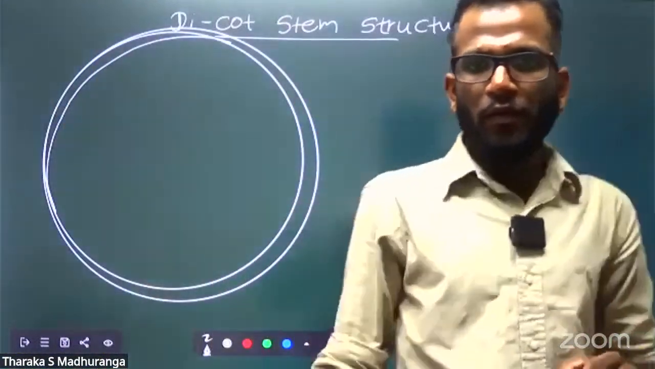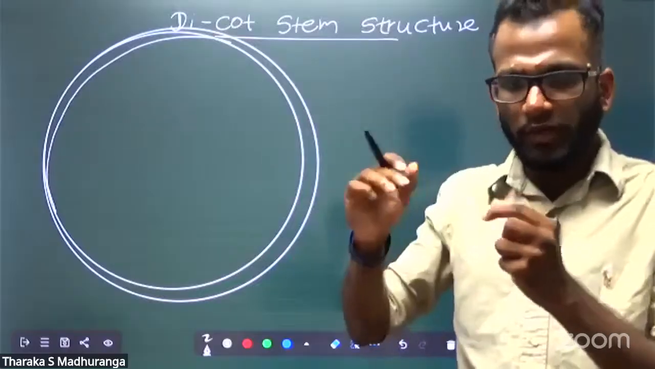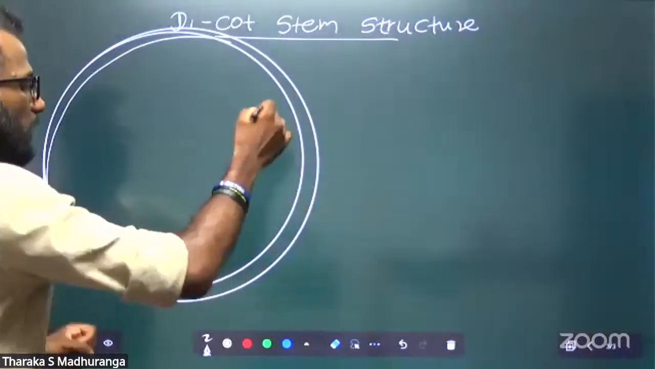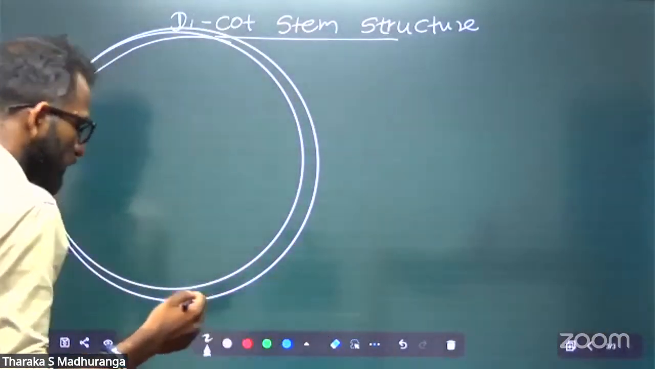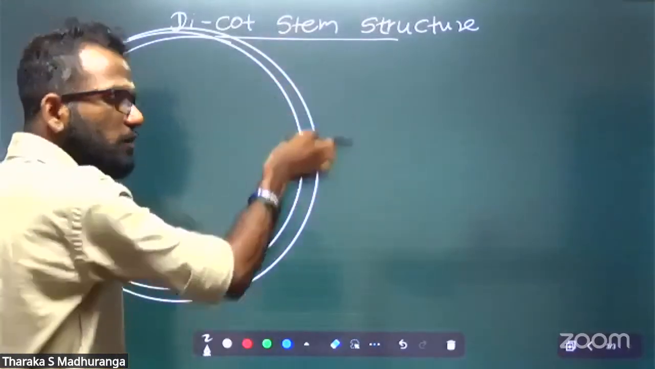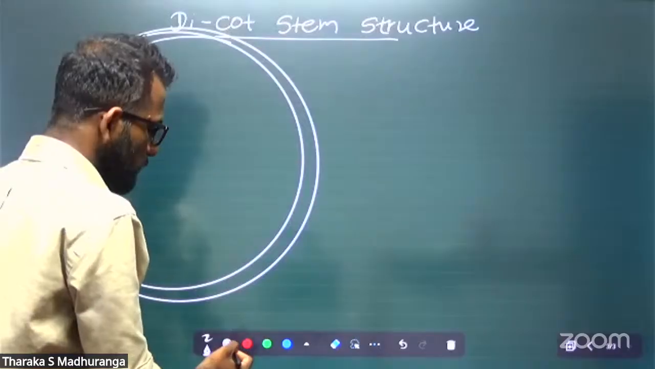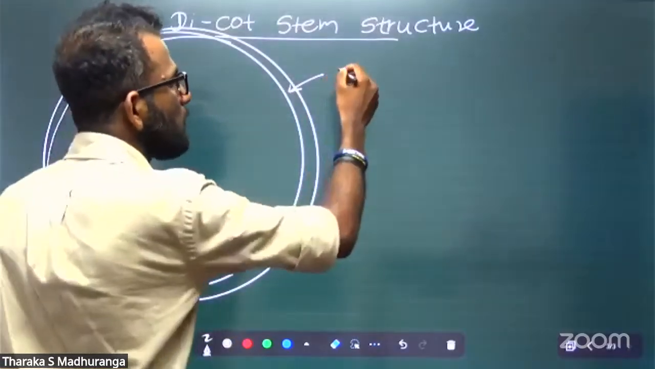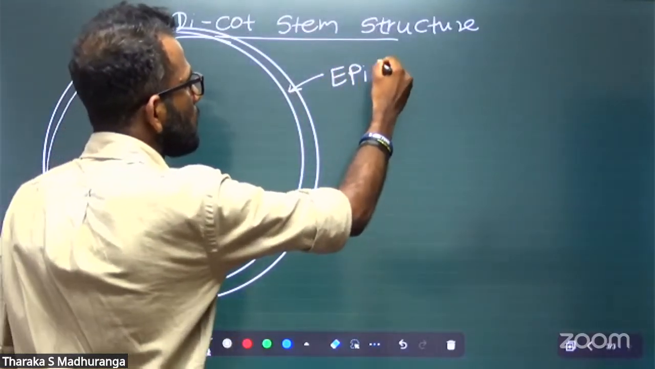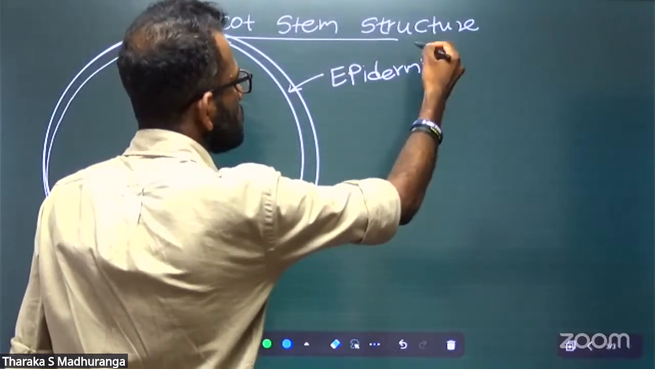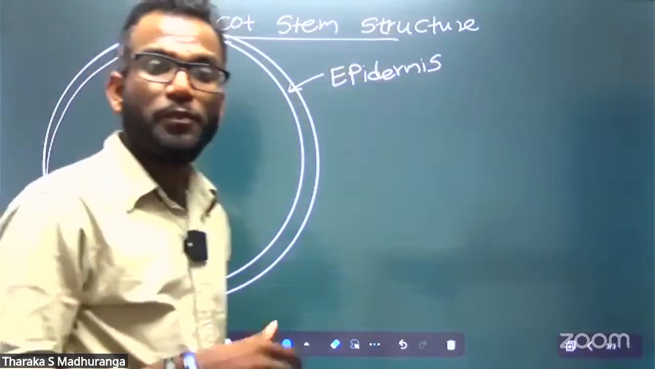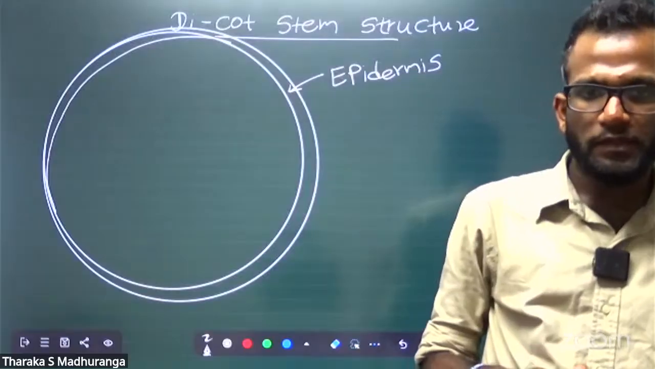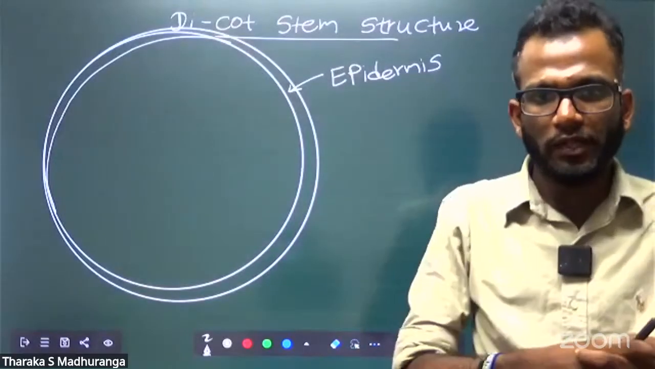In the dicot stem, it is the same as the dicot root. The outer layer is the epidermis. This tissue region is the epidermis. It is mainly important for the protection of the plant, to protect the internal structure.